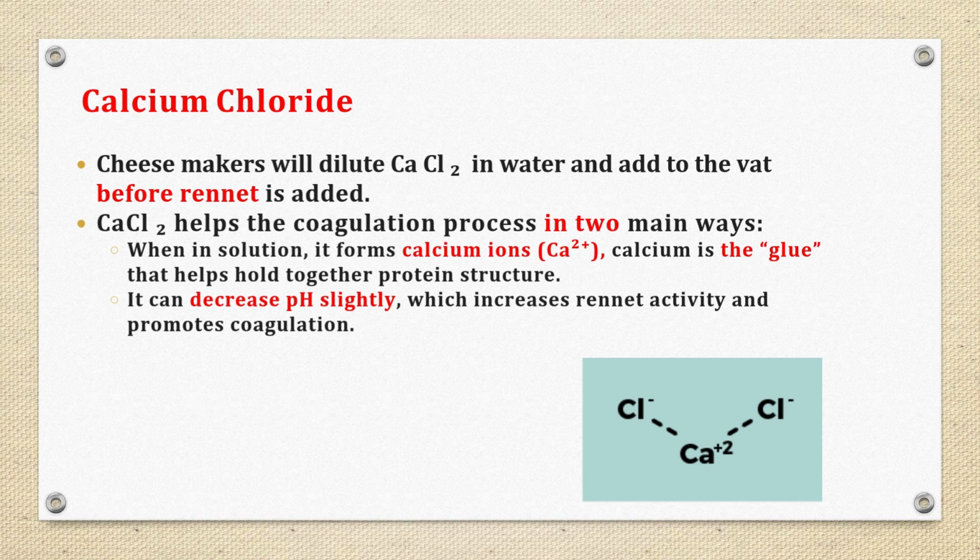Calcium chloride aids the coagulation process in two main ways. First, when in solution, it forms calcium ions. Think of calcium as the glue that helps hold the protein structure together, making the curd firmer. Secondly, it can decrease the pH slightly, which in turn increases rennet activity and further promotes coagulation.